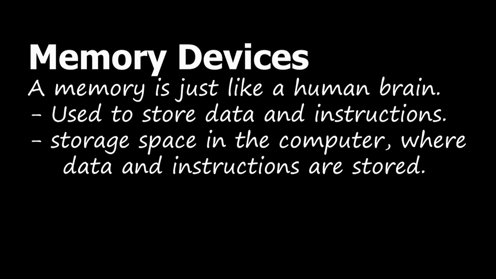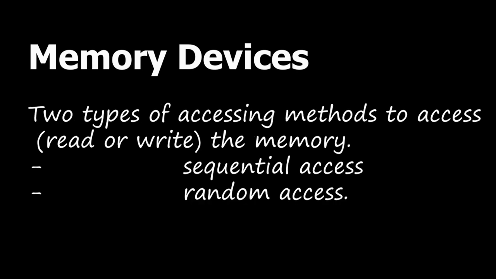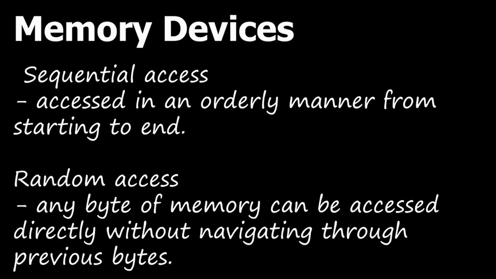There are two types of accessing methods: read and write, as I said before. They are sequential access and random access. Access means read or write, sometimes reading or sometimes writing, and this is done in the memory. One is sequential access and another is random access. Sequential access means the memory is accessed in an orderly manner, from the starting to the end. First one first, next one next, like that.